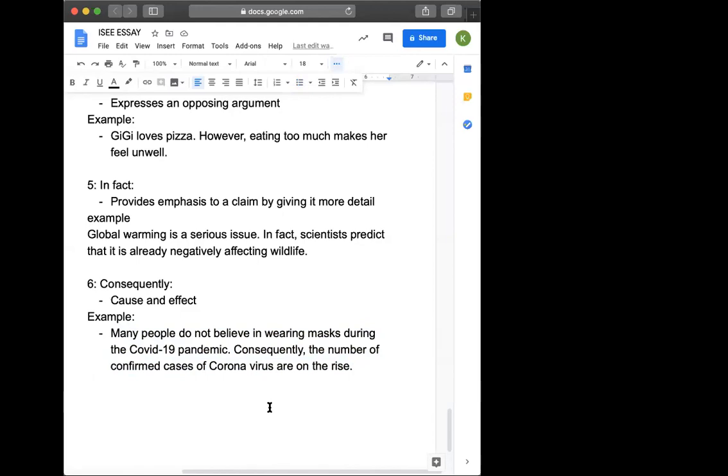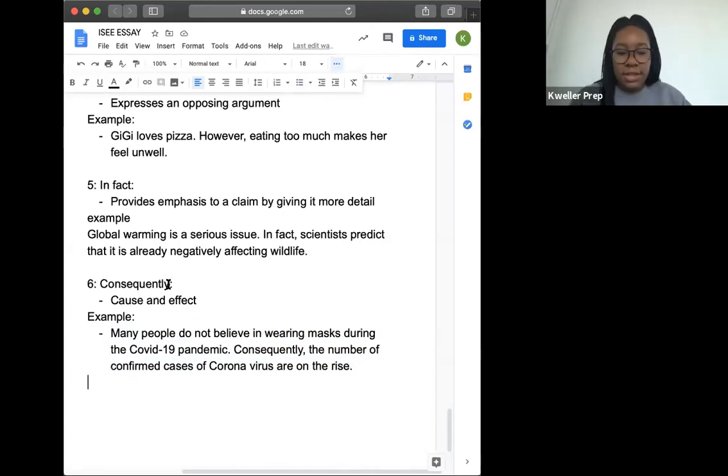Is consequently like as a result? Yeah, that's exactly right. It's quite similar. So you could say as a result as well. That's also a transition phrase. Again, it shows cause and effect.